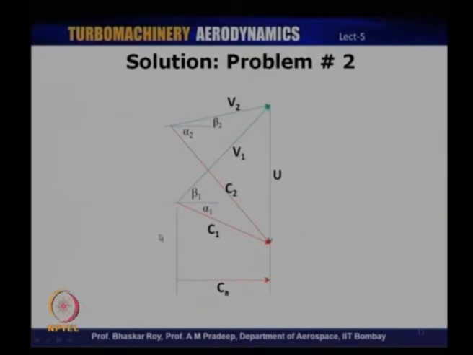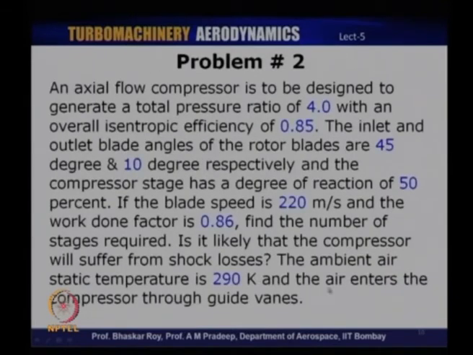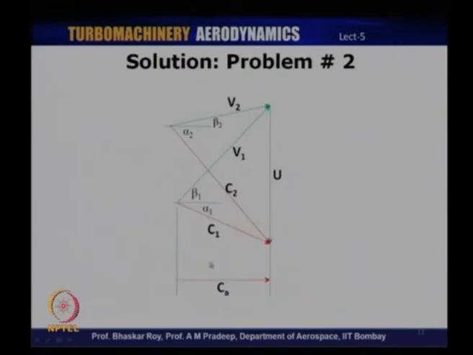Now, in this question towards the end of the statement it is mentioned that the air enters the compressor through guide vanes. The effect of this guide vane is that there is an alpha 1 that is introduced, that is C1 will no longer be axial. Unlike the first problem which we solved, C1 was indeed axial because it was mentioned that there were no guide vanes. Guide vanes are provided to ensure that the flow enters the rotor in a certain direction, and that is why the presence of guide vanes will cause a certain amount of alpha 1, and therefore, C1 is not axial and there is an angle which C1 makes with the axial direction, that is alpha 1. This is basically because of the presence of guide vanes.